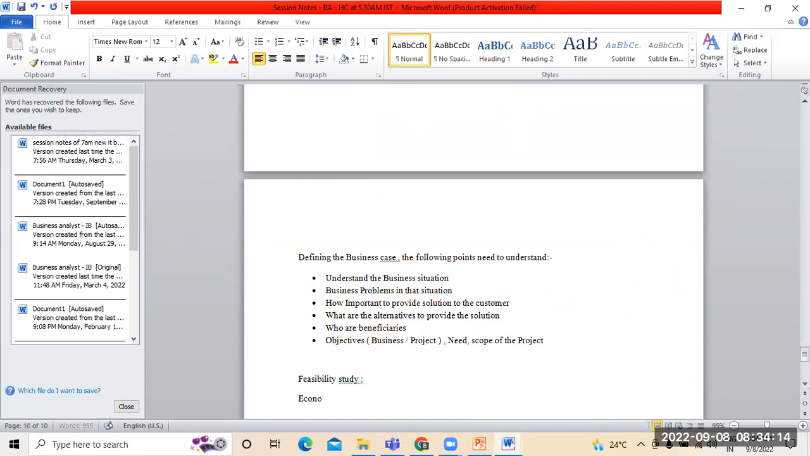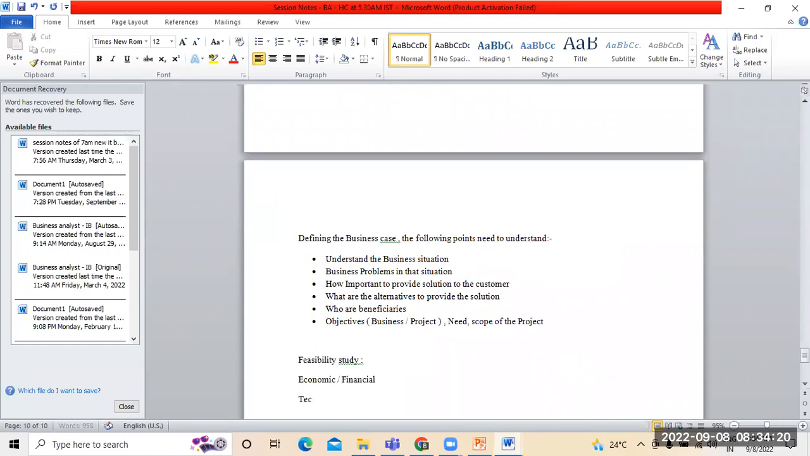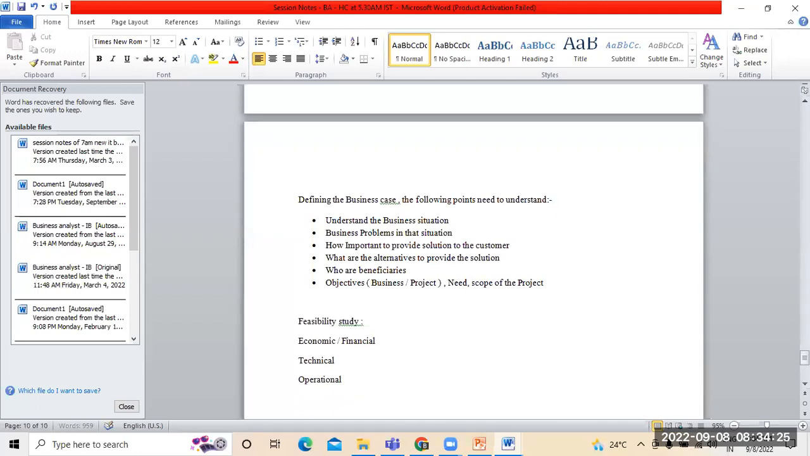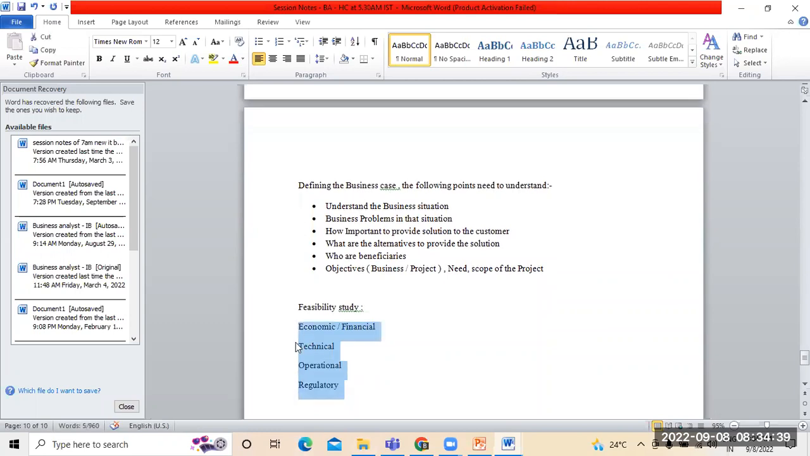One is economic or financial feasibility, technical feasibility, operational feasibility, and regulatory feasibility. Right? So all these feasibility studies we have to do. Economic or financial feasibility means how feasible it is in terms of the financials, ROI, return on investment. Are we investing from our side, and what is the return you are going to get? How financially viable it is, that we have to see.